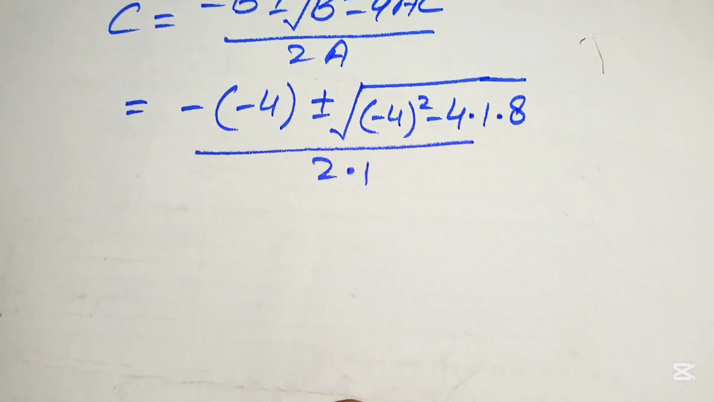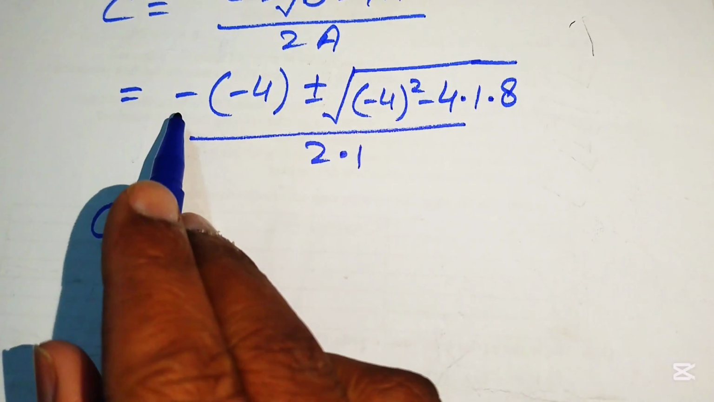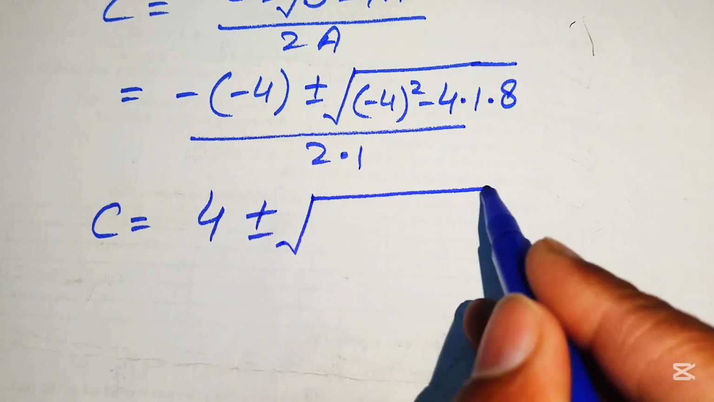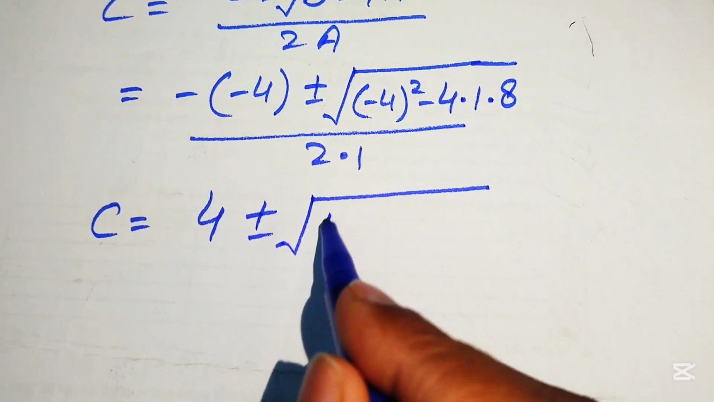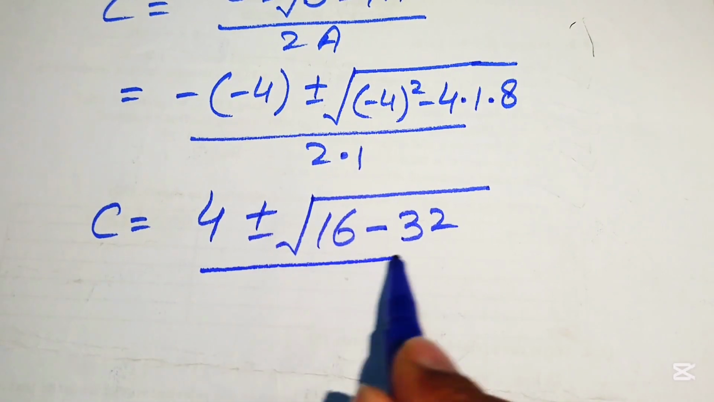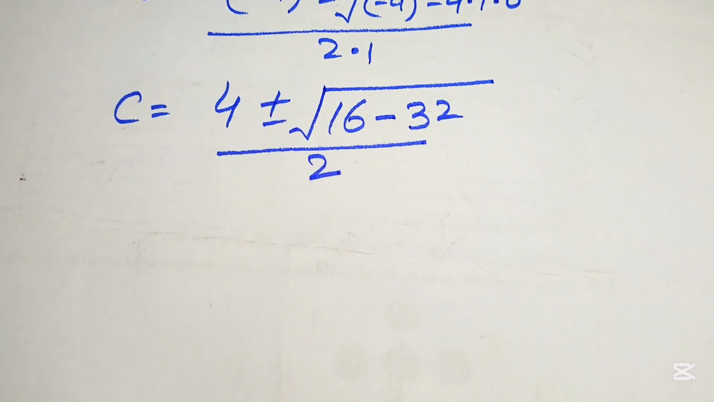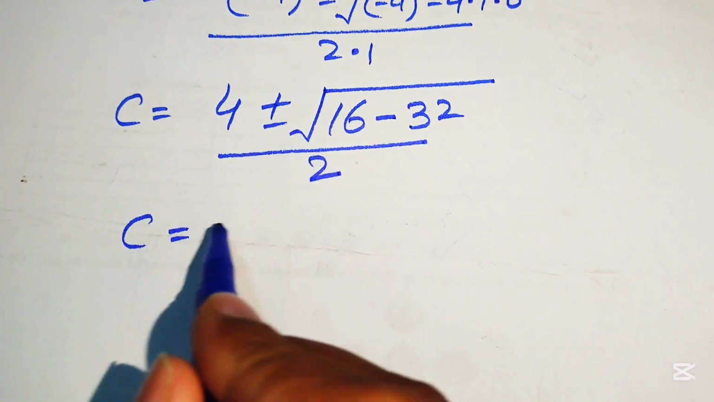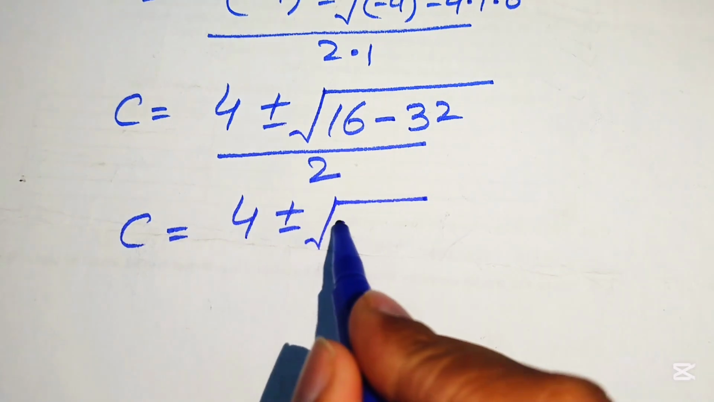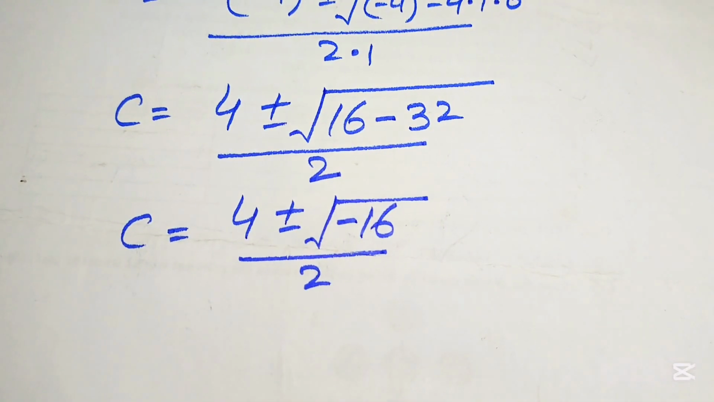So here our a is equal to 1. After this step we have c equals, minus times minus becomes plus 4, plus minus square root of minus 4 square equals 16 minus 4 times 8 becomes 32, and it is divided by 2 times 1 equals 2. Okay, further we have c equals 4 plus minus square root of 16 minus 32 equals minus 16, and it is divided by 2.